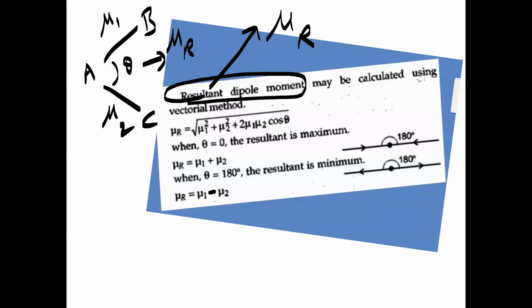Cos theta values we must know, and mu1, mu2 will be given, and we will be asked to calculate what now? Mu r. Is that clear now? Take the screenshot.